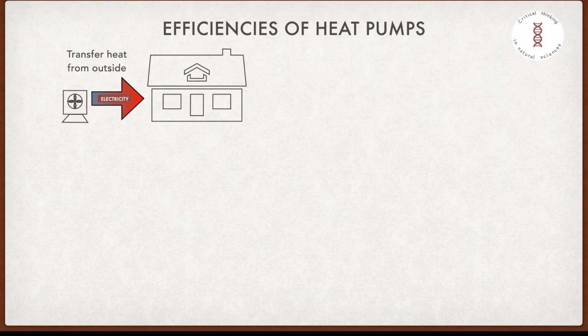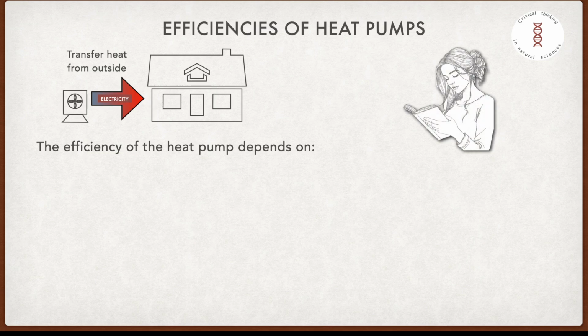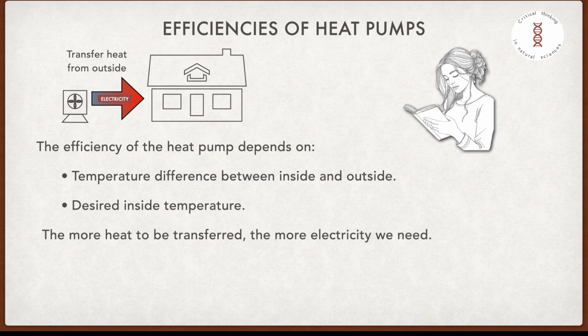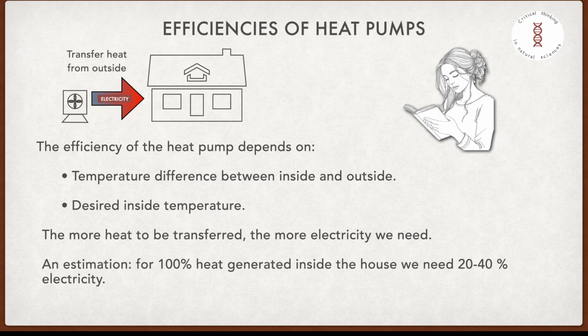Let's further think about the efficiency of the heat pump. The efficiency of the heat pump depends on the temperature difference between inside and outside. The desired inside temperature. The more heat to be transferred, the more electricity we need. As an estimation, for 100% heat generated inside the house, we need 20 to 30% of electricity.